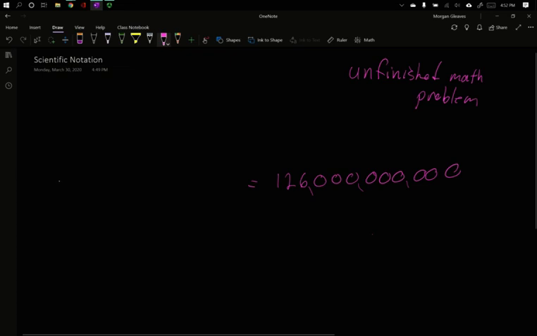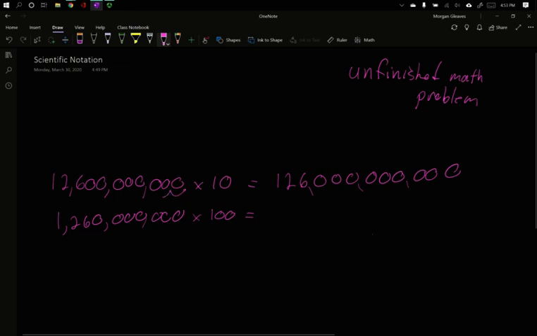I could have 12 billion 600 million, and I could multiply it by 10. That would give me 126 billion. Well, I could also have 1 billion 260 million. I could multiply that by 100. That would also equal the same amount. Right? The idea is I'm just shifting a decimal. Basically, every time I multiply by 10, I make this number 1 zero smaller.